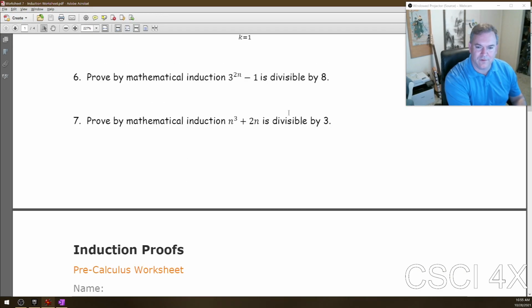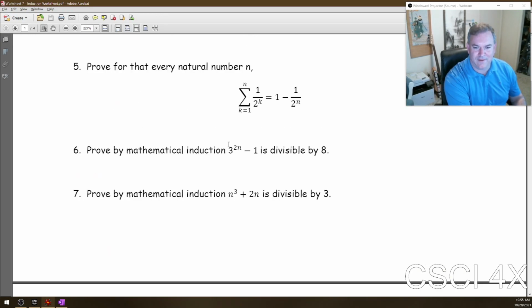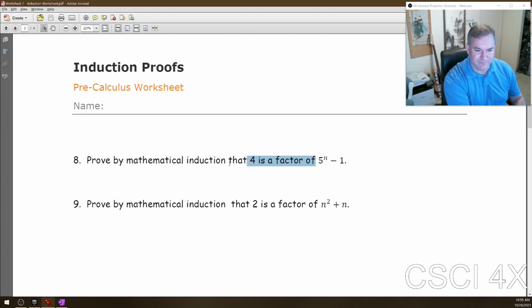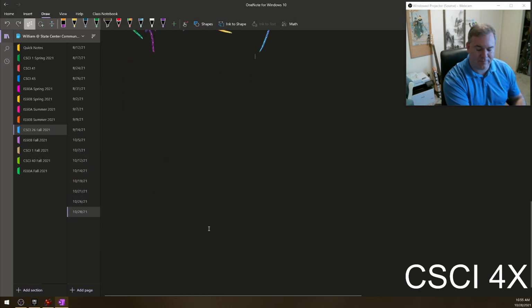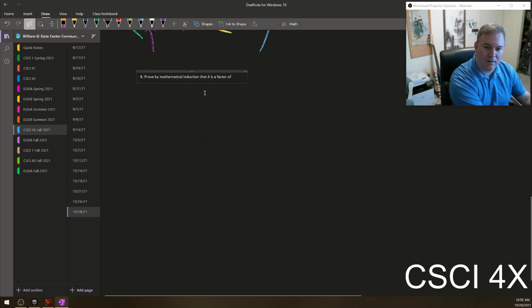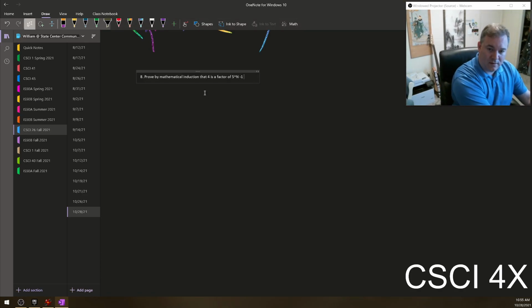Divisibility. I'll let you guys do this divisible one because I think now that you see the trick, you could probably do it. But let's do this one. Prove by mathematical induction that 4 is a factor of 5 to the nth power minus 1. 5 to the n.